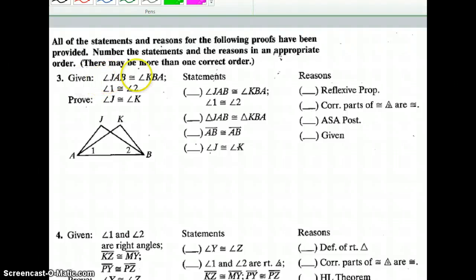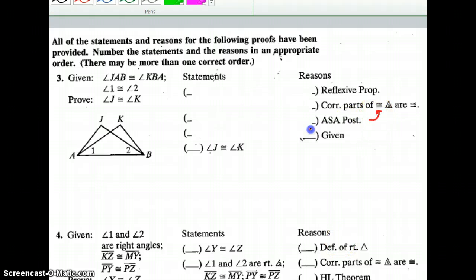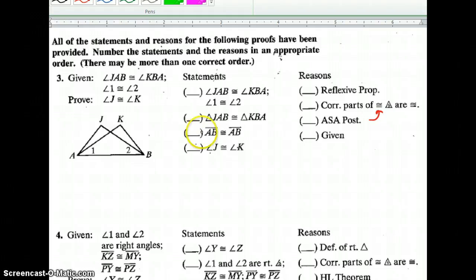Okay, this is one of those put-them-in-order reasons. This is going to come right before that. Whoa, what happened to the middle of my... Just a sec. That was weird.